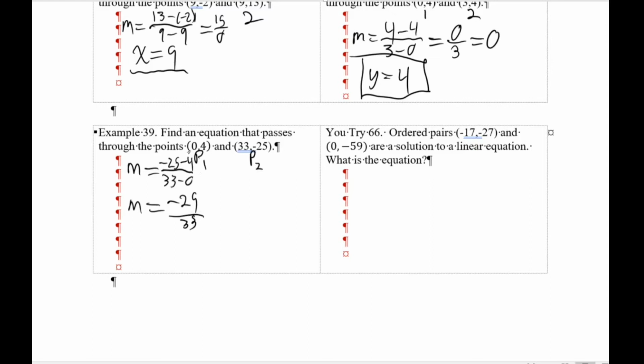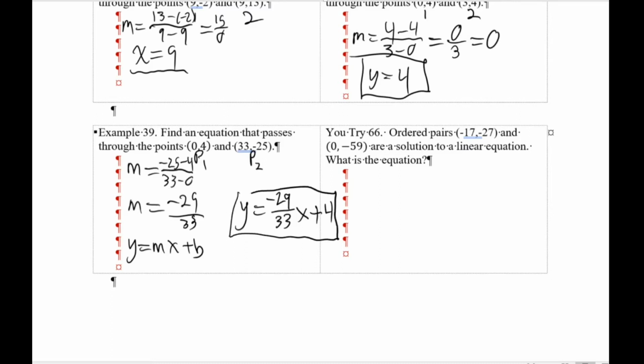Now I notice that this is a y-intercept because my x value, 0, means that it's on the y-axis. So I can actually use the formula y equals mx plus b. Here m is negative 29 over 33, and b would be 4. I'll box the equation for this line.